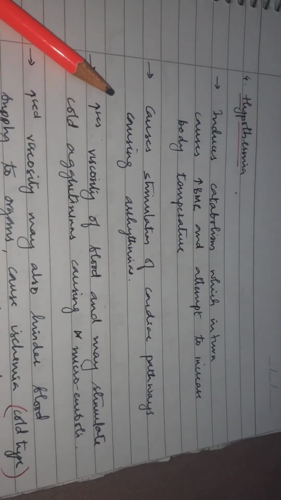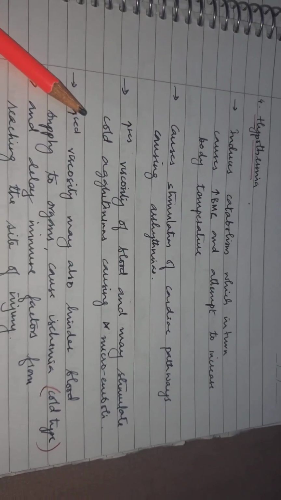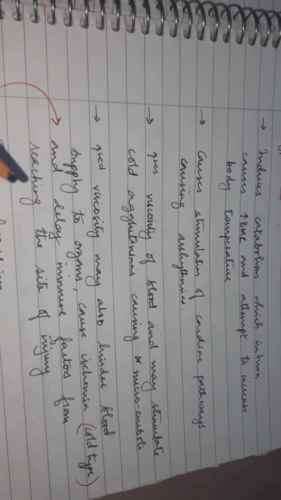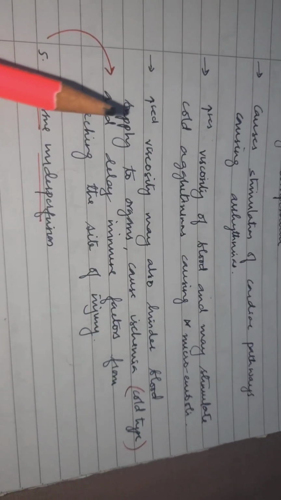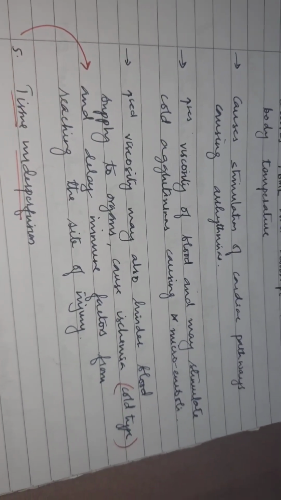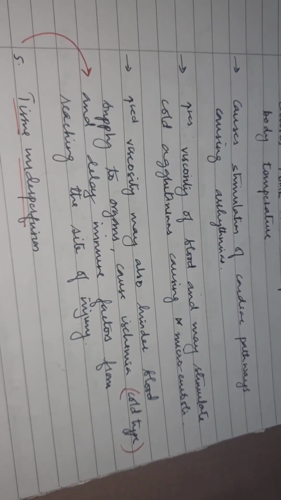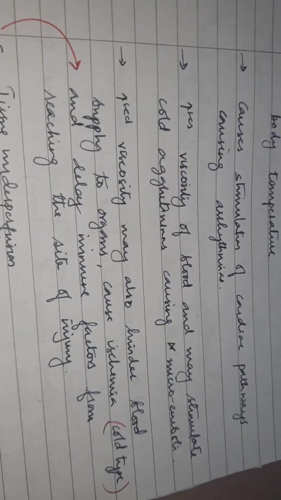Second, hypothermia also causes stimulation of the cardiac pathways and causes arrhythmias. It also increases the viscosity of the blood. That is, the blood gets thicker. And it may stimulate cold agglutinins, causing microemboli. Third, again, increased viscosity. It may also hinder blood supply to the organs and may cause ischemia, that is cold type of ischemia, and delay immune factors from reaching the site of the injury.